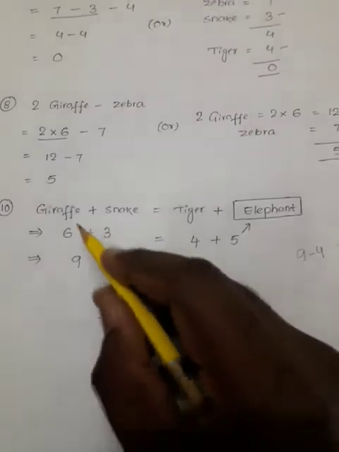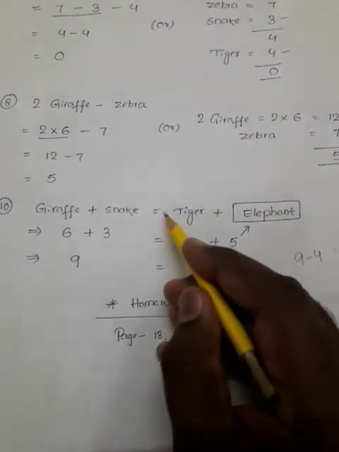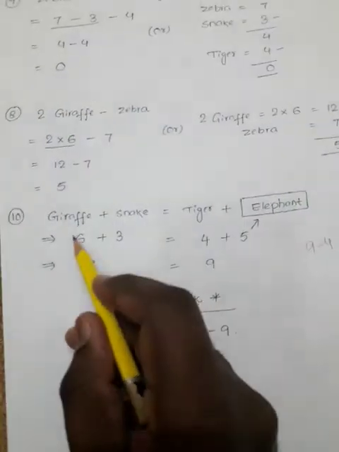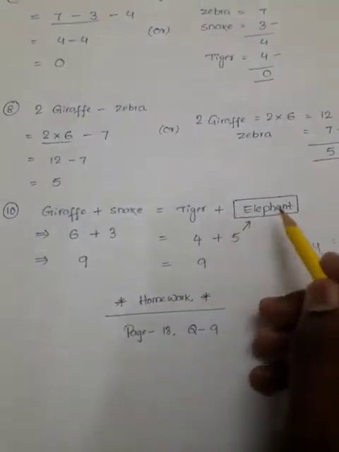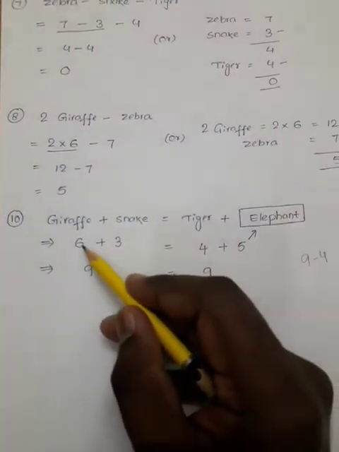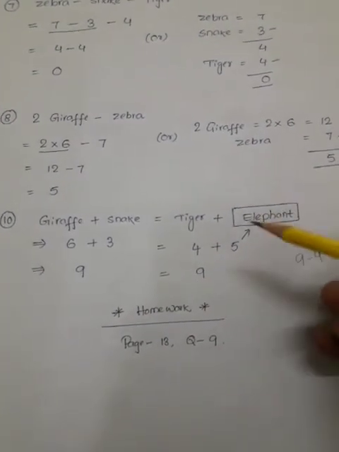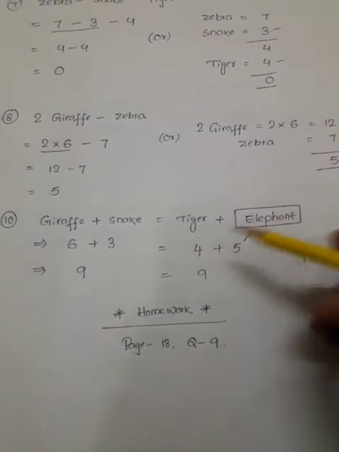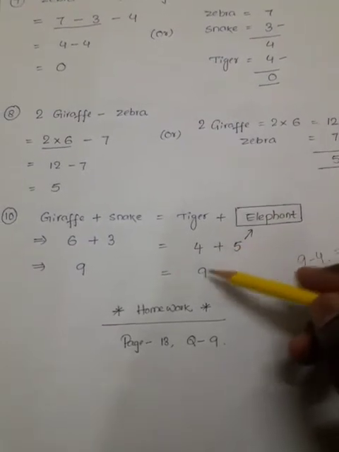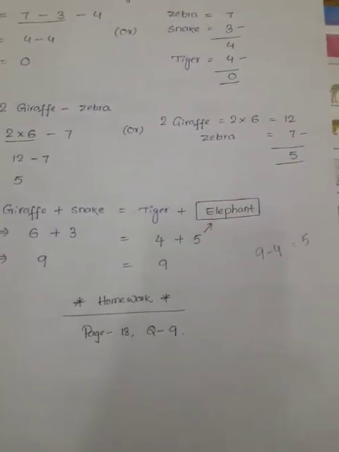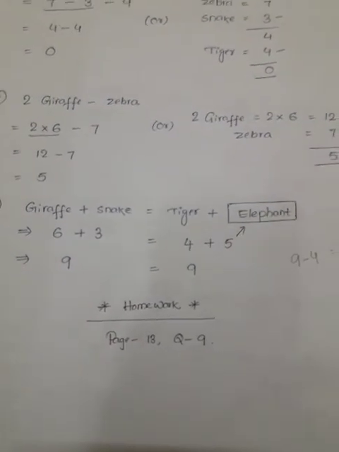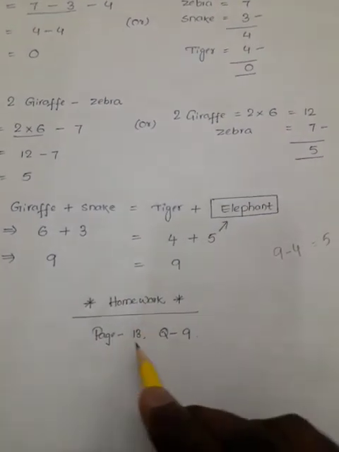So remember, first add the left hand side. Giraffe plus snake is the left hand side, and tiger plus box is the right hand side. Giraffe is 6, 6 plus 3 equal to 9. That means I need the right hand side also 9. Tiger is 4, elephant is 5, so 4 plus 5 equal to 9. So the value 5 is the elephant. Now the homework is page number 13, question number 9.